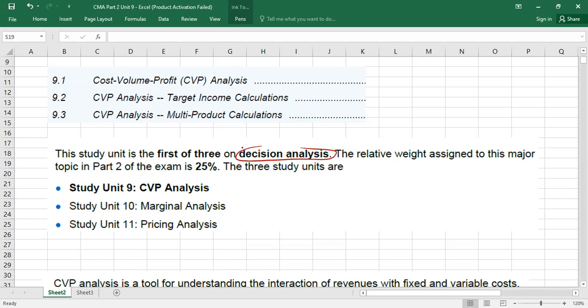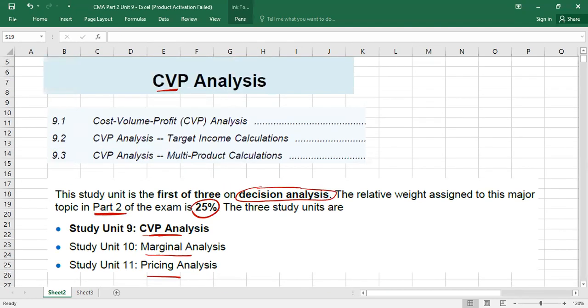And this domain includes these 3 chapters. So it is about CVP analysis. Then we have another chapter, marginal analysis. And third chapter, we have pricing analysis. So these 3 units are called decision analysis, and it is going to be your 25% of your CMA part 2 exam. So here we go, starting with CVP analysis, cost, volume, profit analysis. It is the first lecture on CVP analysis.